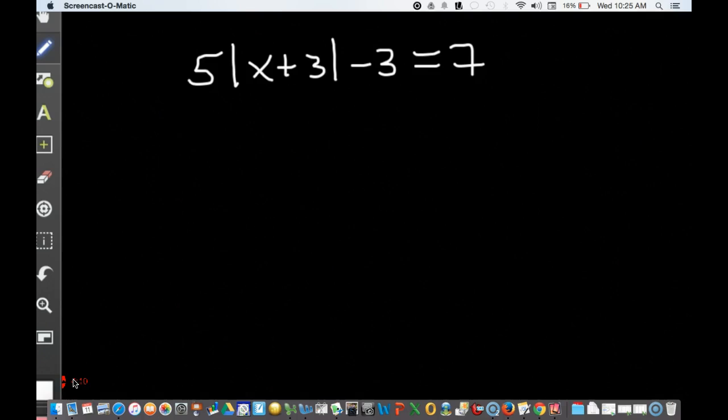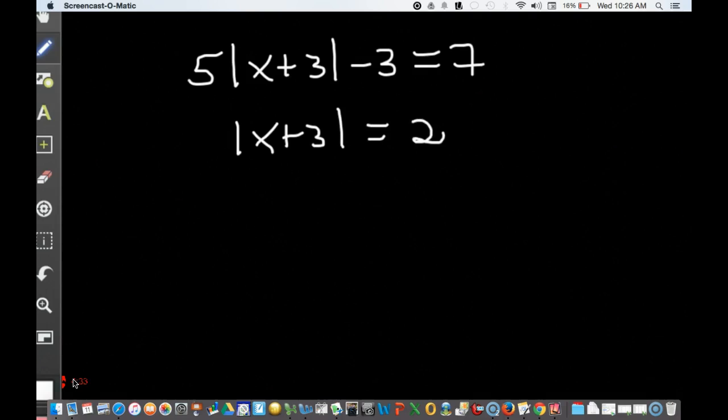Okay, let's again up the ante a little bit. Let's say, what if we had 5 times the absolute value of x plus 3, minus 3 equals 7? What's your gut instinct here in terms of solving? I'm hoping you're thinking, let's isolate the absolute value. So we're going to add 3 to each side, which will give us 10, and divide by 5, which will give us 2. So now we're going to have the absolute value of x plus 3 equals 2.